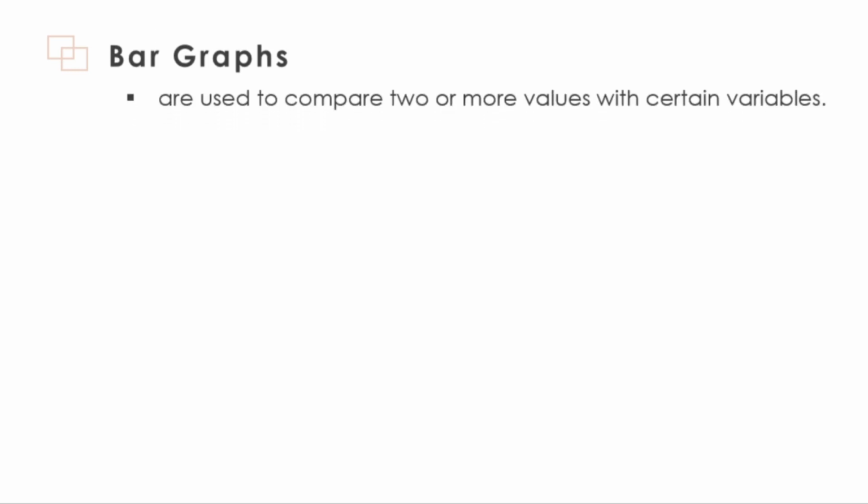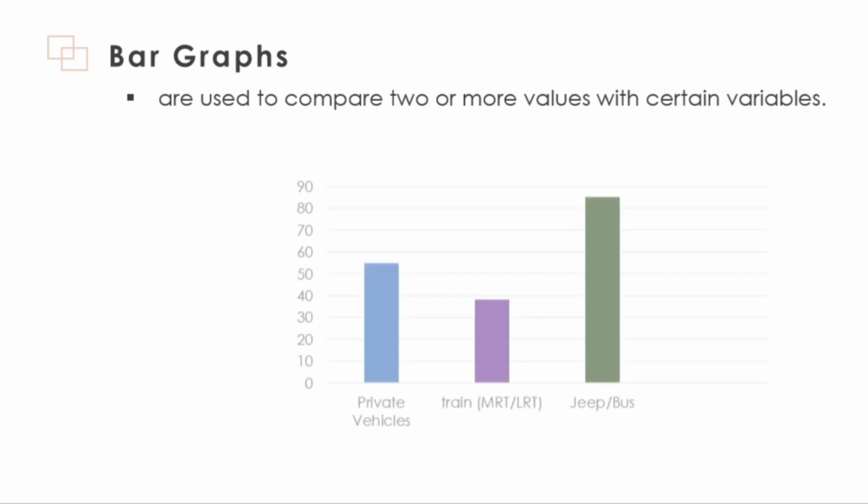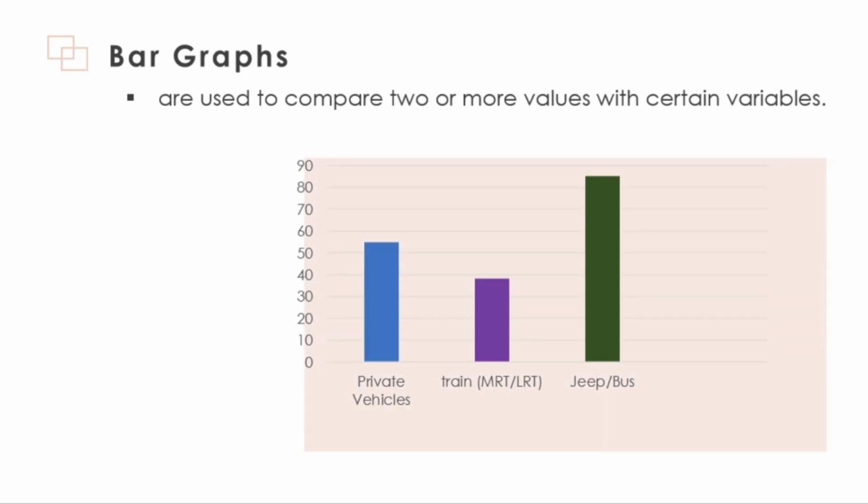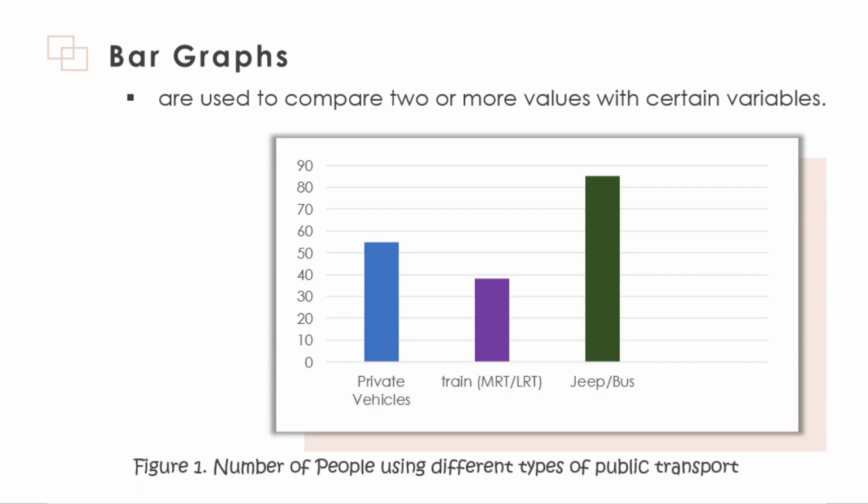Bar graphs. Bar graphs are used to compare two or more values with certain variables. So in this example, these are the number of people using different types of public transport. We have the private vehicles, the train, MRT or LRT, and the jeep or bus. So we can say that for private vehicles, there are 55 people. For the train, we have 39. And for the jeep and bus, we have 85 people.